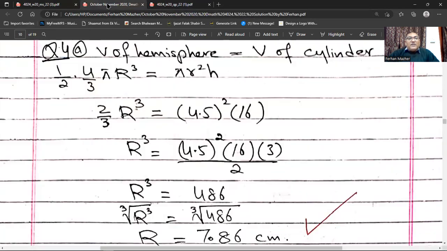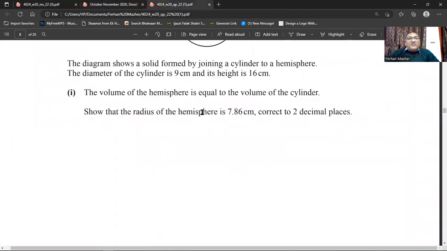That number was already given. They have asked us to show this. So 7.86 centimeters, our answer is right.